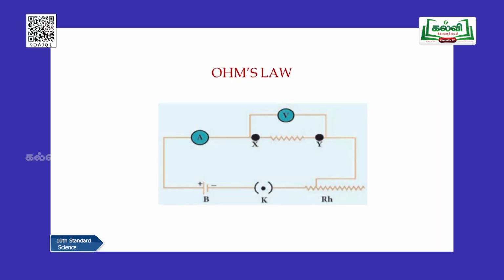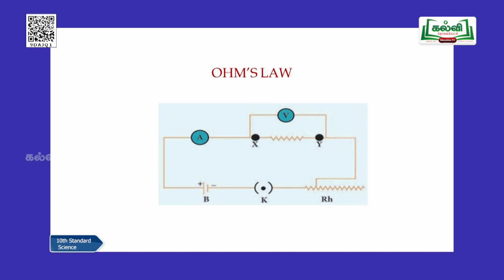That is, current is proportional to potential difference. Now, the circuit which is shown in the slide was used by George Simon Ohm to prove his law. Okay, children, now we are seeing the circuit diagram which is used by George Simon Ohm.